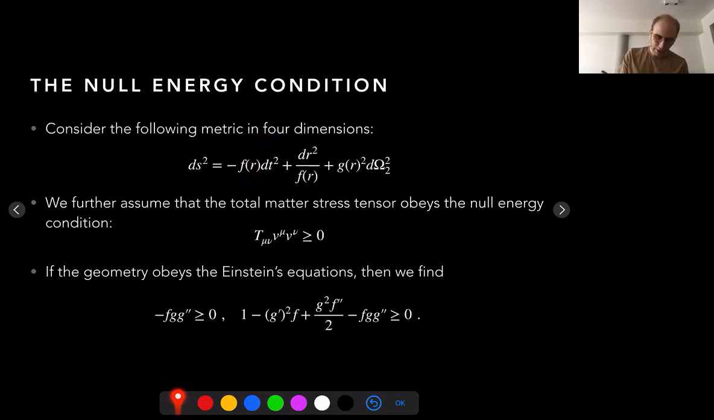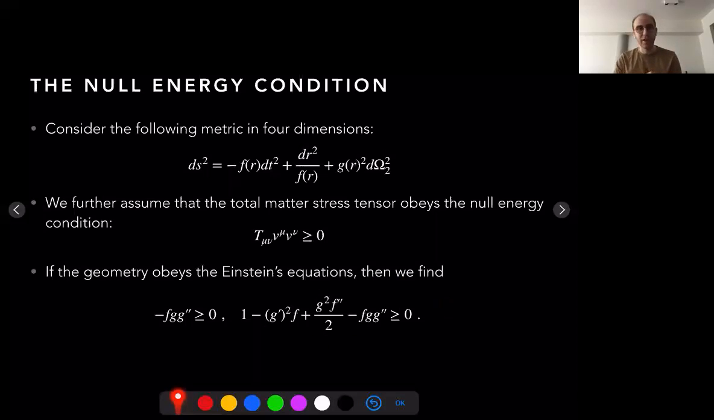If we assume that f and g are both positive, then the first inequality is telling us that the second derivative of g is always negative, so it has some monotonic behavior. And then we have a more complicated equation relating g and f.